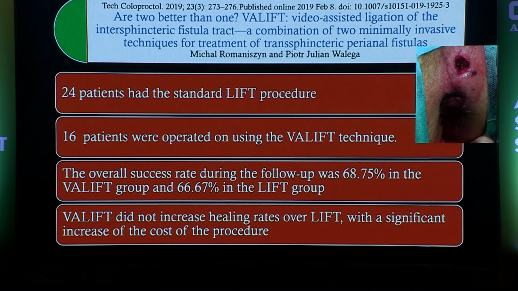There was this paper which compared whether adding VAAFT and combining VAAFT and LIFT together will improve the success rate. And this paper, of course, a very small series, said that it did not improve. Combining two procedures did not improve the success rate. It was still the same whether you do VAAFT or LIFT as separate procedures.